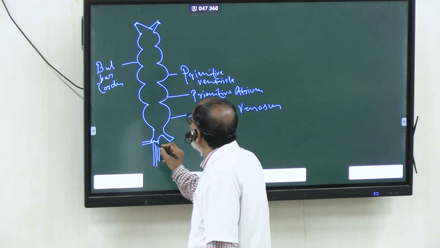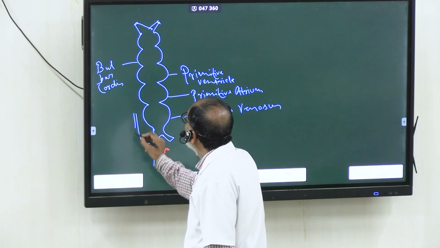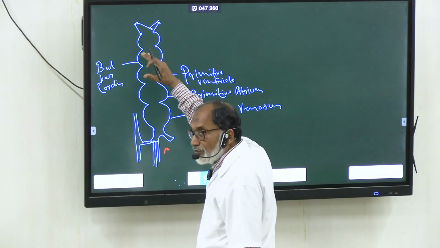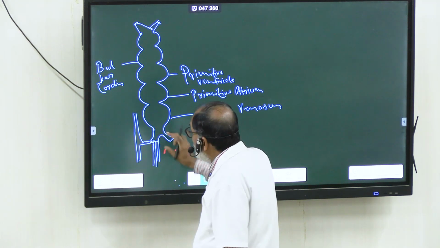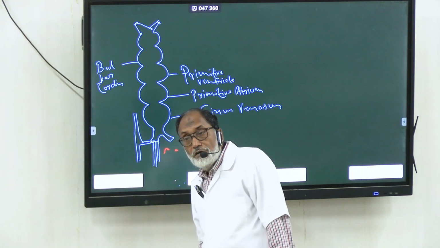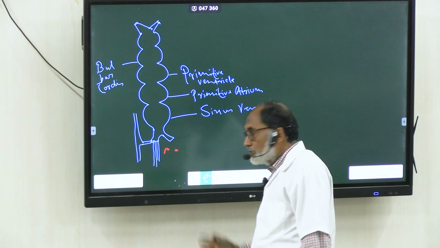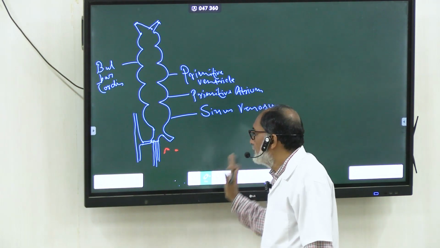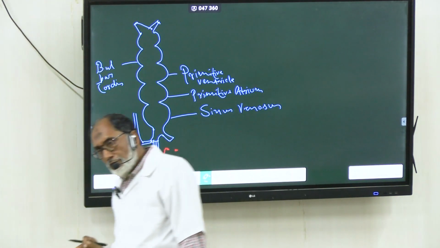This common cardinal vein has an anterior part and a posterior part. One is coming from the anterior part of the body wall, the other from the posterior part of the body wall, and together it is the common cardinal vein. It lies most laterally. These three veins open into the right horn of the sinus venosus. Likewise, there is another set on the left side. I draw only on the right side.